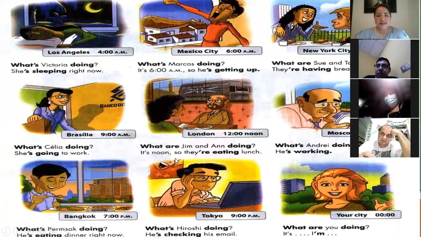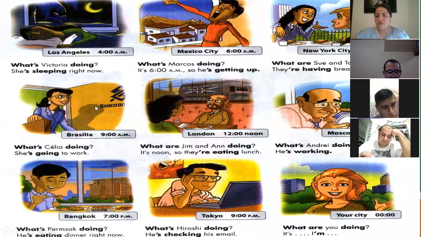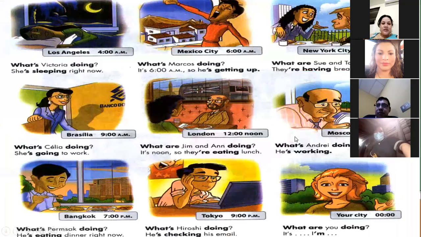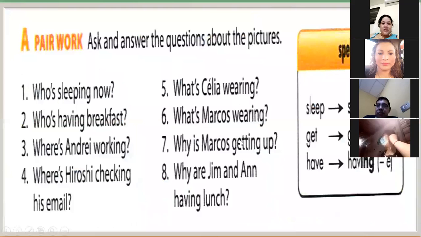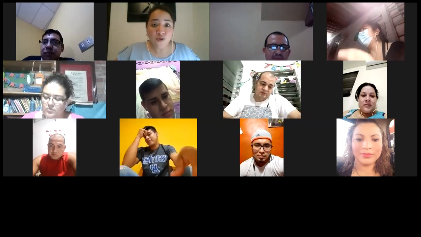She's wearing a purple suit. She's wearing white gloves and purple jacket. Remember, jacket, no problem, okay, jacket. Very good. What's Marcos wearing? He's wearing orange pajamas. Okay. He's wearing a red pajama. Why is Marcos getting up? Cuando dice why, usted responde con because, okay? Because it's 6 a.m. Very good. Or because it's 6 in the morning. Very good. Why are Jim and Ann having lunch? Because it's noon. Because it's 12. Or because it's noon. Or because it's 12 a.m.